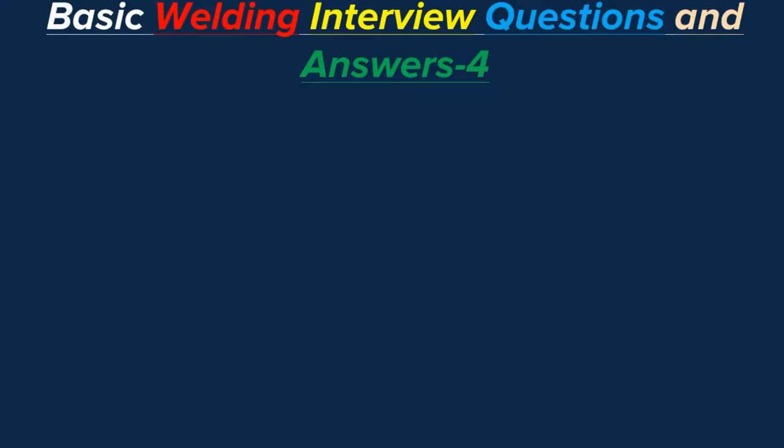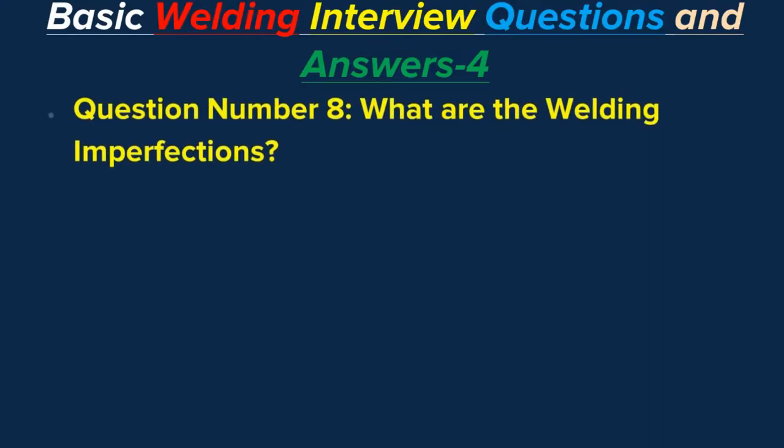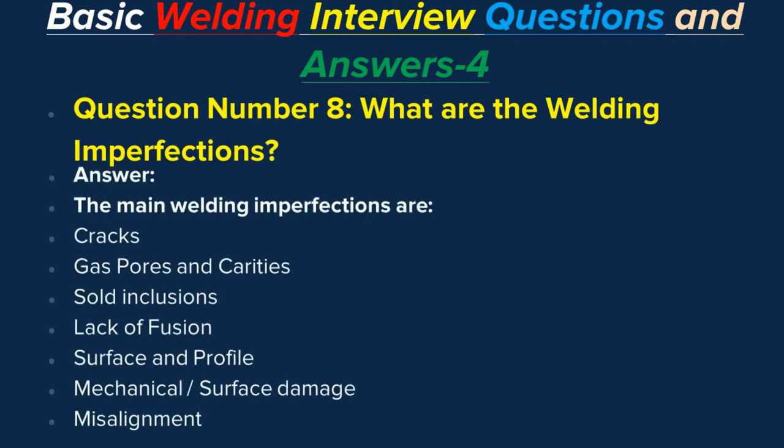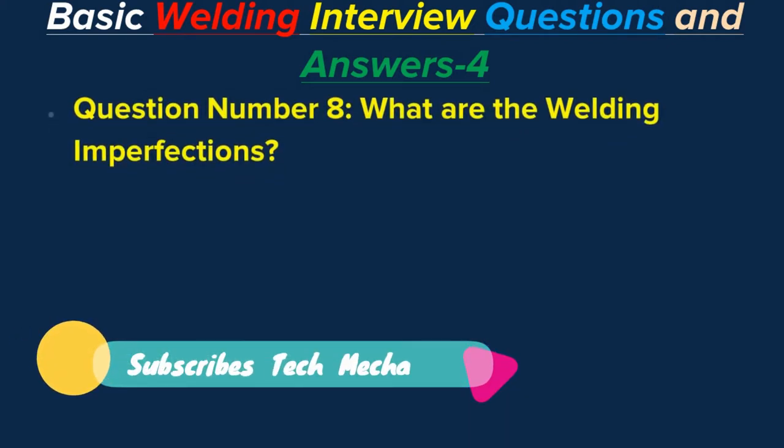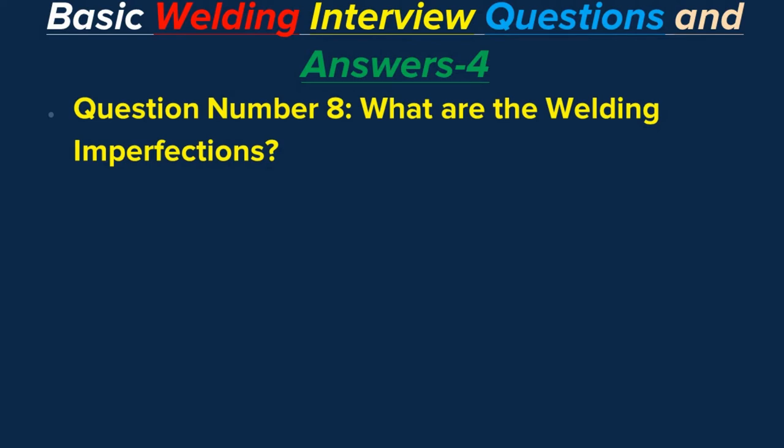Question number 8. What are the welding imperfections? Answer. The main welding imperfections are cracks, gas pores and cavities, solid inclusions, lack of fusion, surface and profile imperfections, mechanical surface damage, and misalignment.